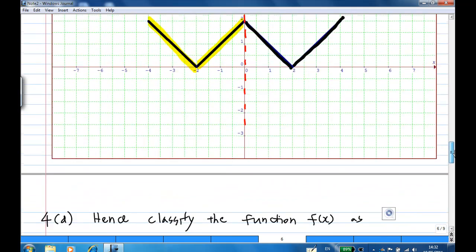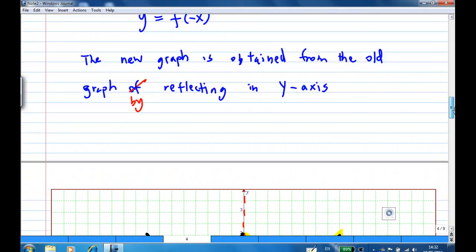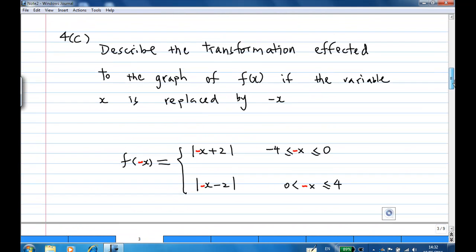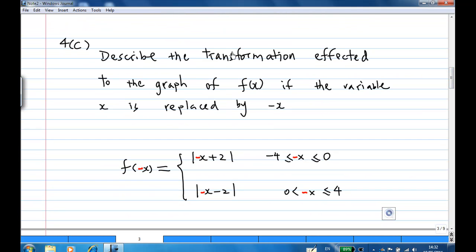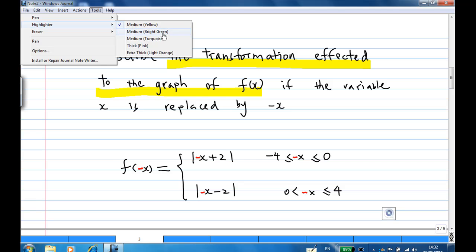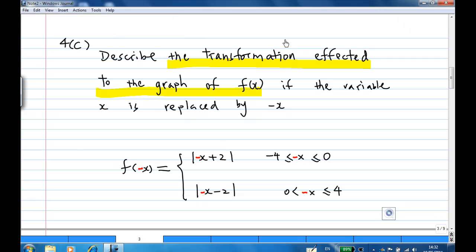So in order to answer part C, describe the transformation effected to the graph of f of x if x is changed to minus x. This is a reflection in the y-axis.